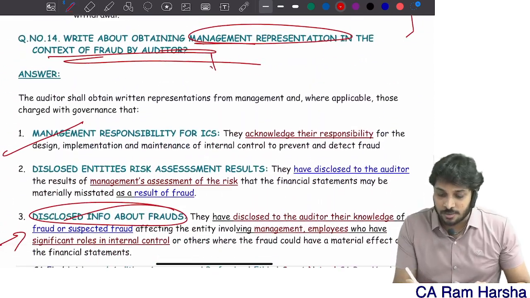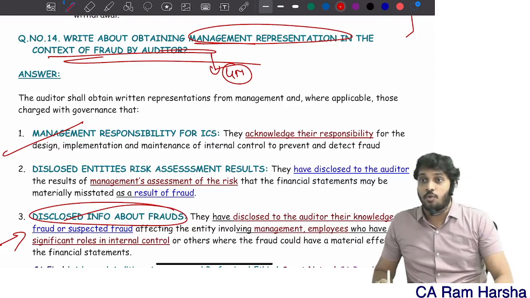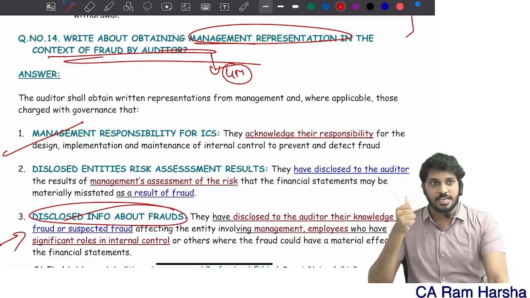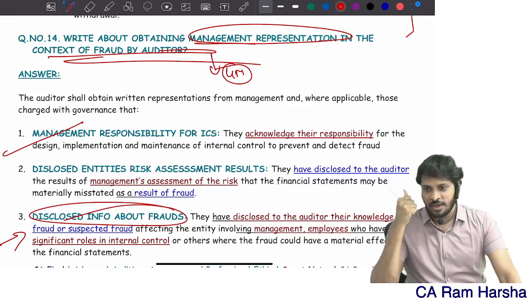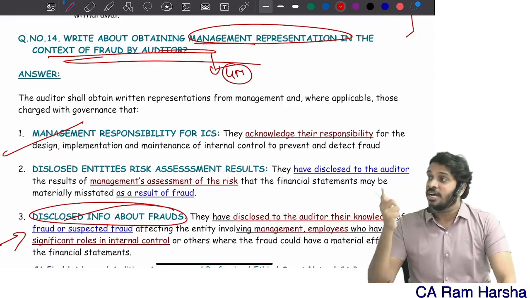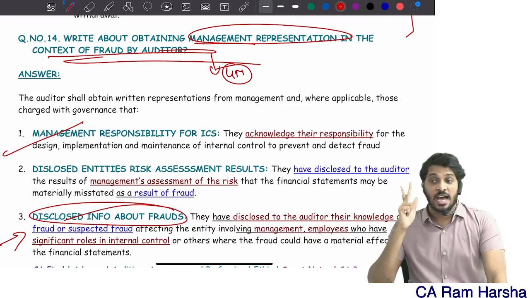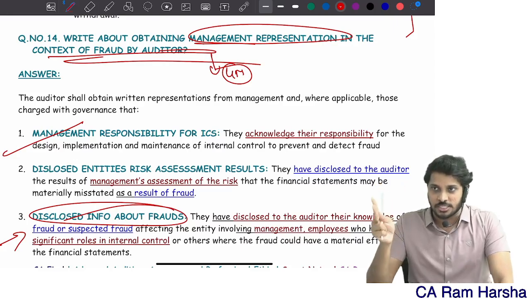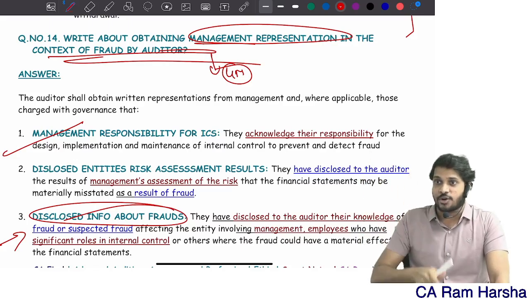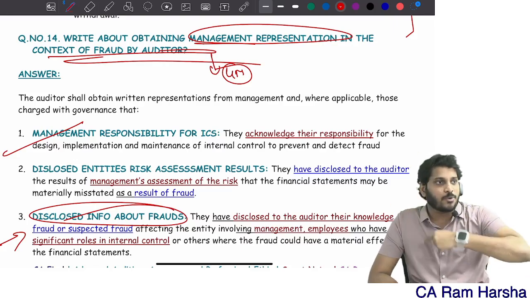They will ask you this question: what are the representations the auditor has to obtain in light of SA 240? 1. The auditor shall obtain a representation that management is responsible for designing and implementing the internal control system. 2. Management is responsible to show the result of the risk assessment process to the auditor. 3. Management is responsible to disclose to the auditor identified frauds and suspected frauds. 4. Management has to disclose complaints and allegations received. Remember, in CARO you have clause number 11, third point, whistleblower complaint. The auditor has to consider the whistleblower complaint. Correct?